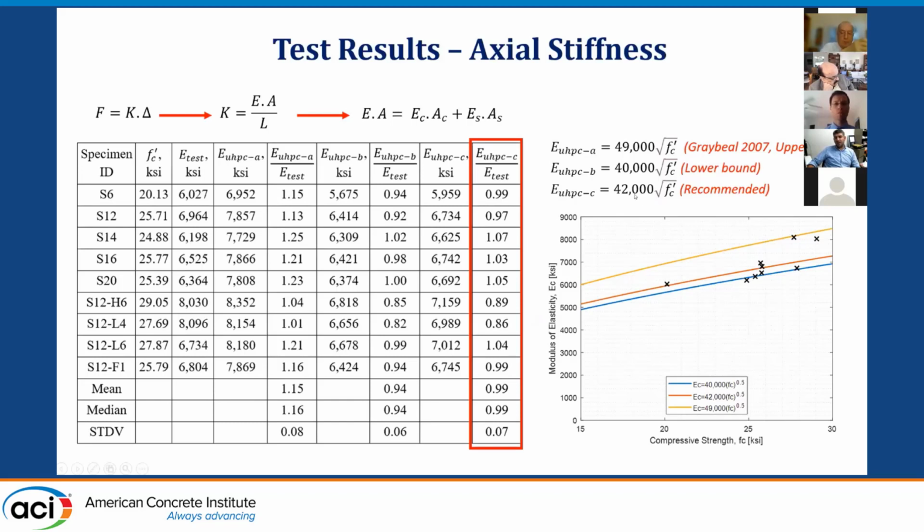And you can see here, if we use this value for estimating the UHPC stiffness, that's what we get from the estimate based on this value, and that's what we get from the test. So on average, the ratio is almost 1, which is a good correlation between the proposed value and the ones that we measured.